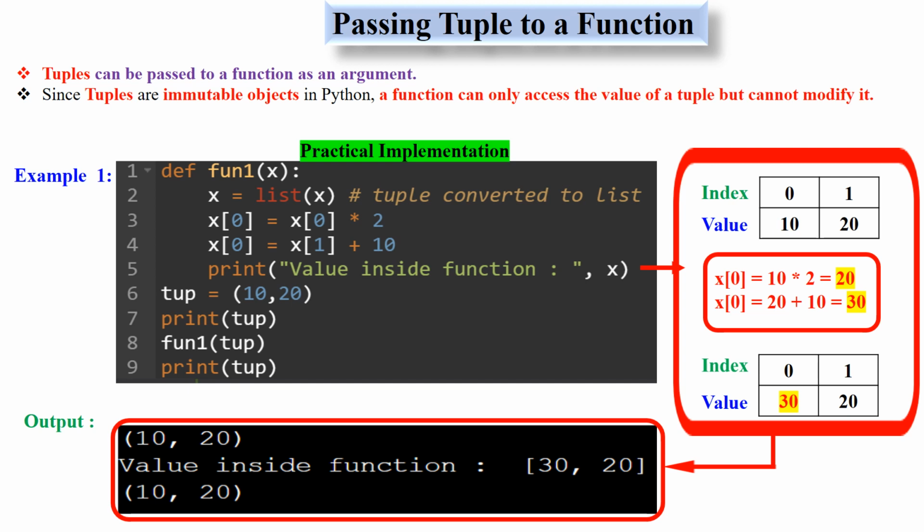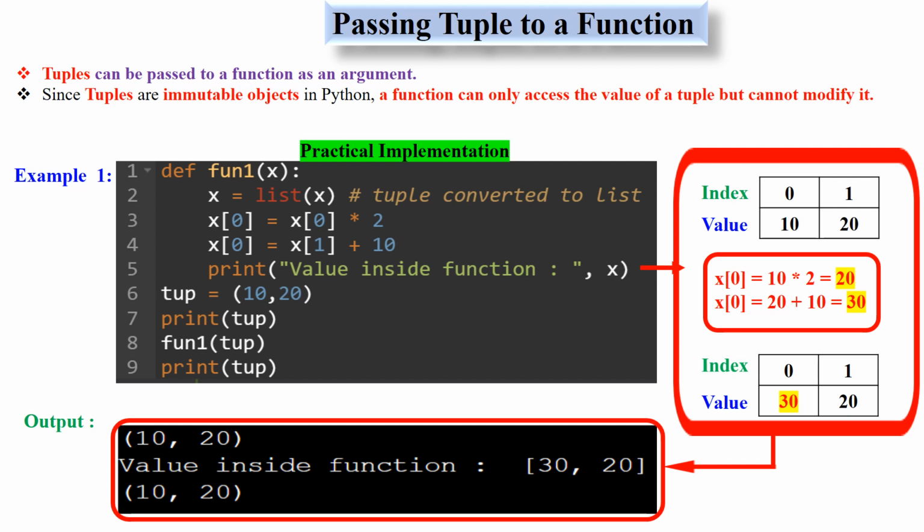In line 4, x[0] equals x[1] plus 10. The value of the first element, now 20, is updated to be the sum of the second element, 20, plus 10. This means the value of the first element becomes the original value of the second element plus 10. So the value of the first element becomes 30. In line 5, the modified list x is printed inside the function. Look at the output. The value inside the function is the list 30, 20.